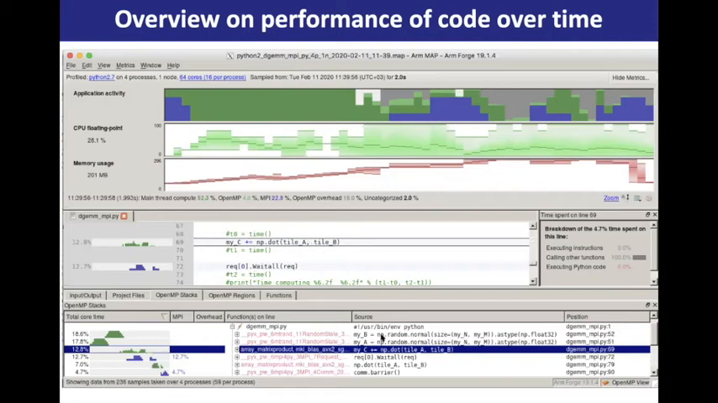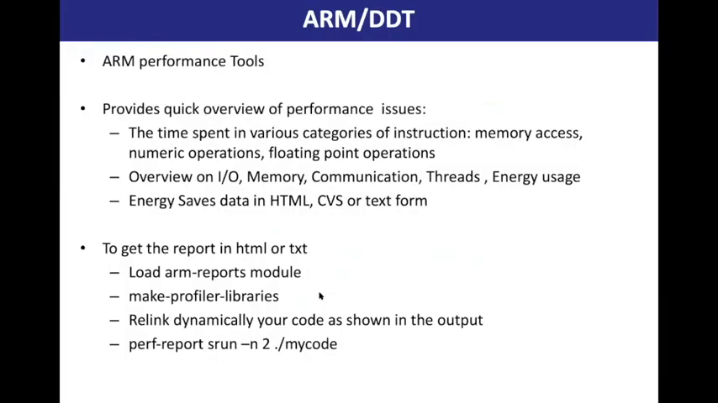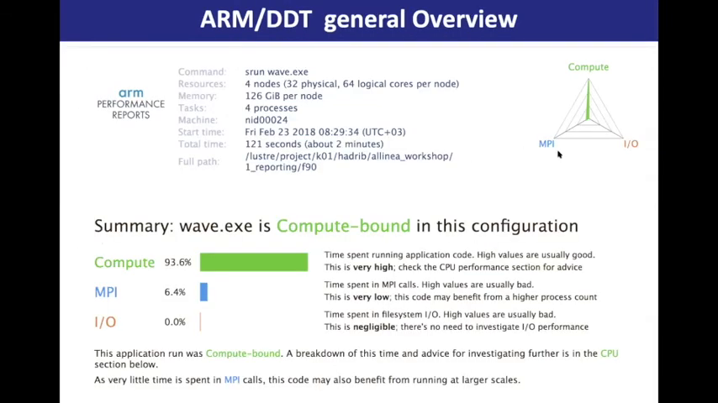So here I have a tool where I can eventually detect how efficiently I can run my code. This is, for example, for the C code. On Shaheen, this is how you do it. An ARM DDT tool performs like this: you just need to load the module, load ARM. Then you type make profiler libraries. You compile your code again, and you do perf report srun -n2 your code. And then you get a visualization report in HTML or in text.